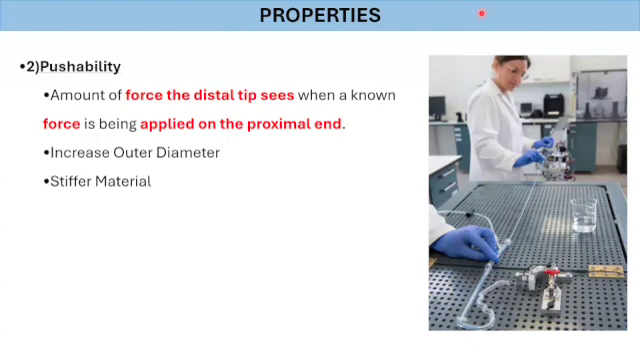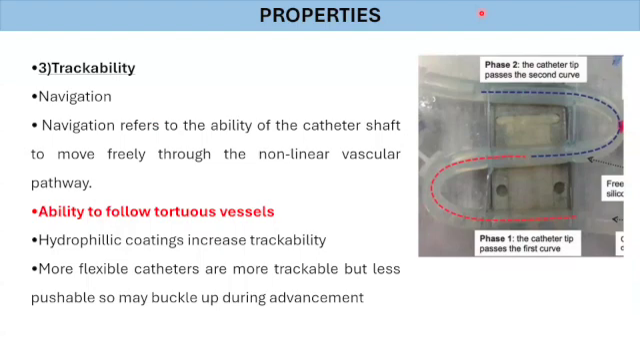Pushability. How much force applied at the proximal end is seen by the distal tip. That is known as the pushability of the catheter. Braiding and stiffer materials increase the pushability of the catheter, but decrease the trackability of the catheter. What is trackability? Trackability is nothing but navigation. How swiftly a catheter navigates through the curves, that is known as the trackability of the catheter. A stiffer catheter has less trackability. Hydrophilic coated catheters, this black colored catheter, are more trackable.